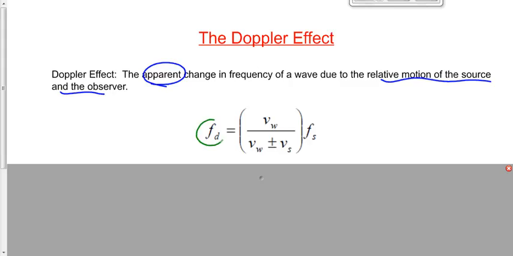fD is the Doppler frequency. This is going to be the apparent frequency. This is what we hear. I say that, but you know what? This applies to other situations as well. It's not just sound waves. The Doppler effect could occur with water waves. It can occur with light waves as well.